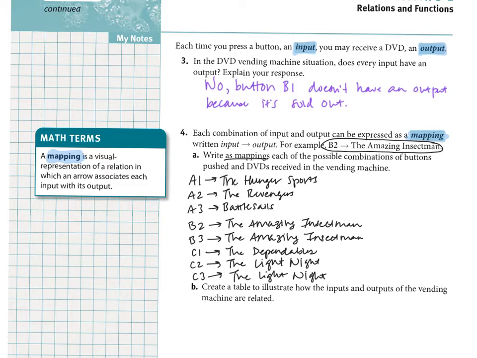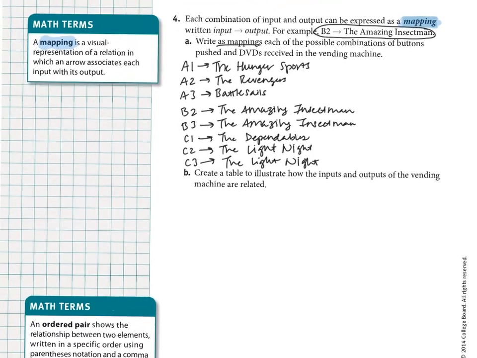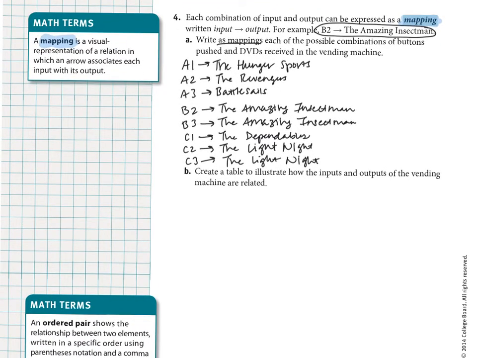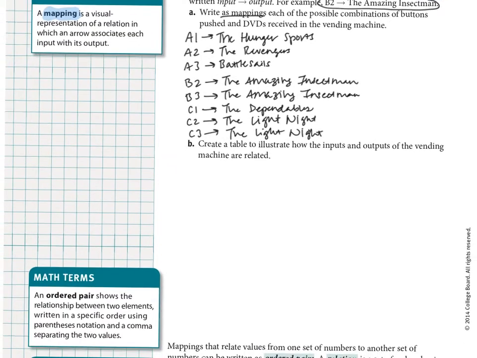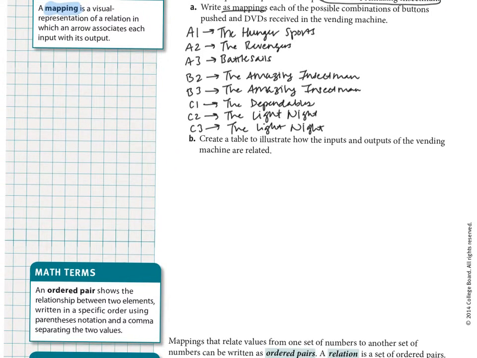Now, here's what we're going to do. We're going to look at part B for number 4, and it wants us to now create a table to illustrate how the inputs and outputs of the vending machine are related. So here's my hint for you. Think about how you would separate the inputs from the outputs and put that in a table. It's not going to look too different from what we have above, but it's a different way to show this relationship. Go ahead and pause the video right here, and then we're going to come back and check our answer.